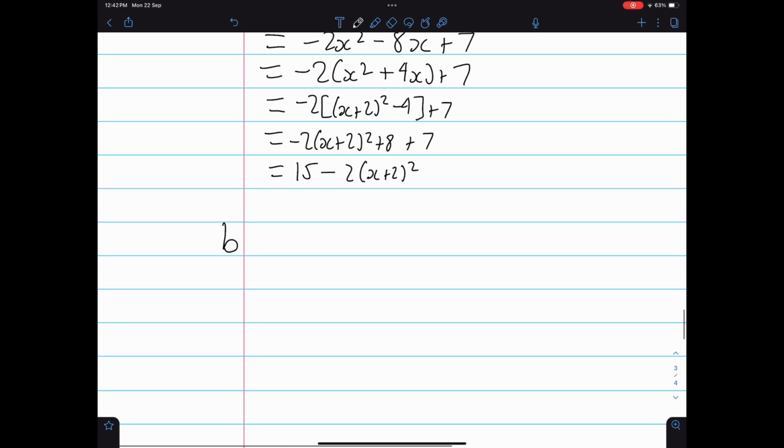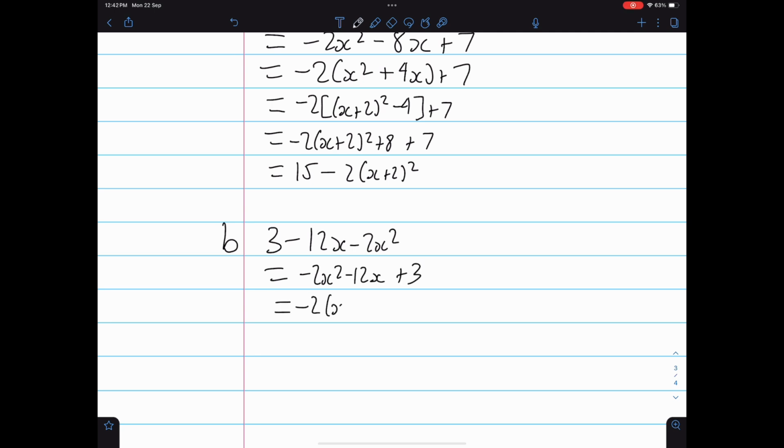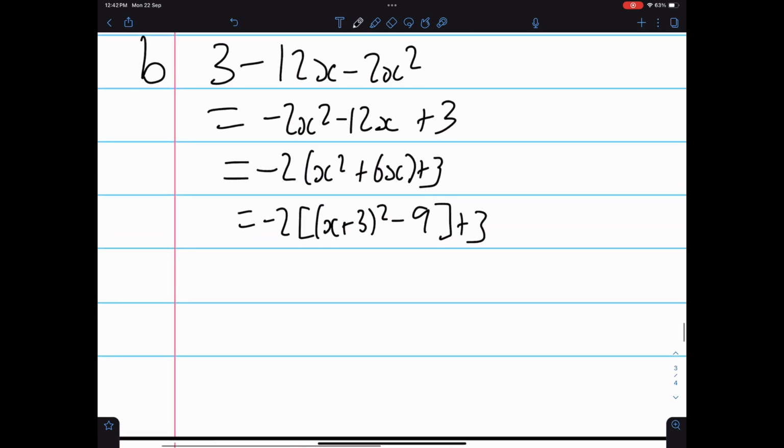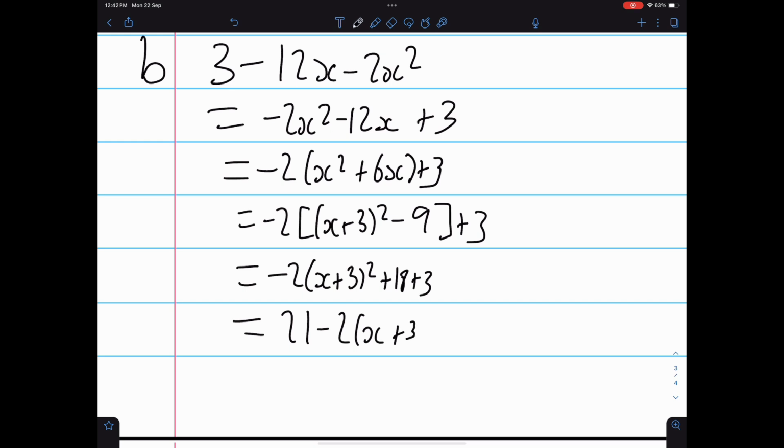And it's the same thing again. We rearrange it to get it in that traditional order. Then you divide. Then you complete the square. (18 plus 3), and that's 21 minus 2 bracket x plus 3 squared.